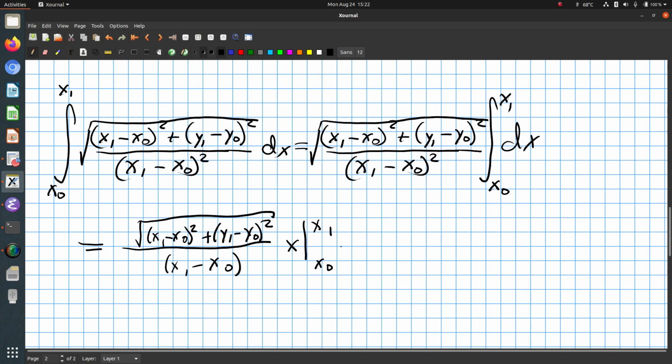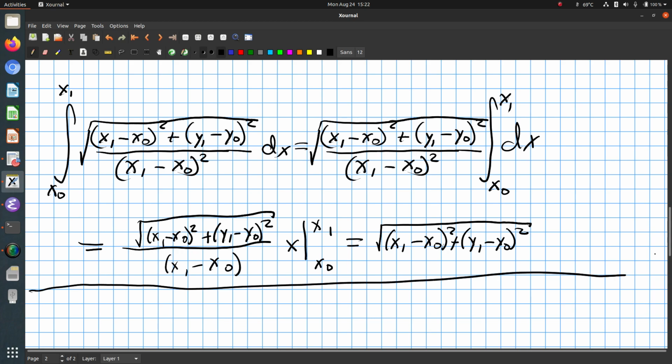And this second quantity, although it's written kind of in an elaborate way, is actually just what we need to cancel out the denominator. And yes, indeed, this is the length of the line segment. So the formula appears to work.